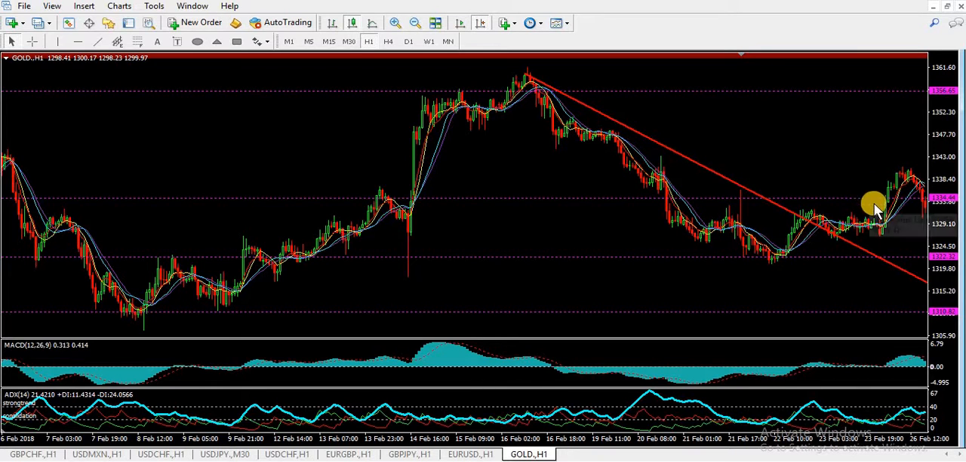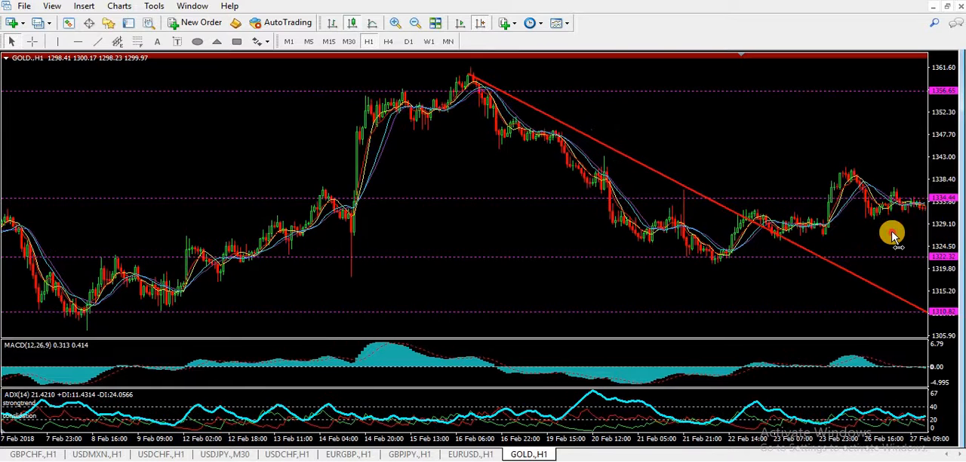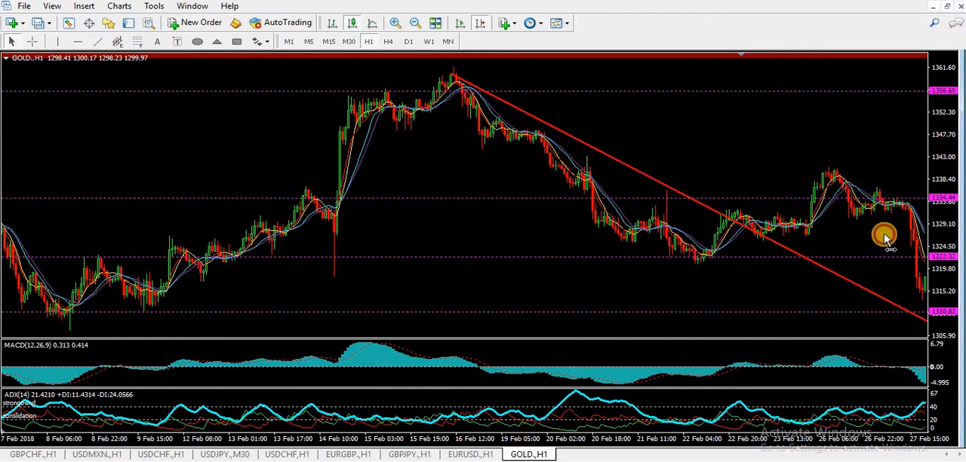So let's see what happens. Volume of buyers is reducing. The ADX wants to cross. Let's wait for that perfect cross. Okay, consolidating, and then bam. See, this is what I mean by don't trade against the trend.